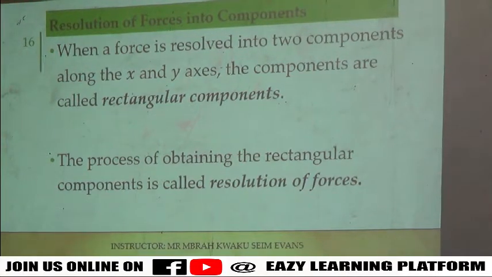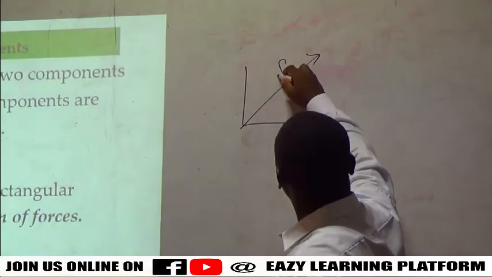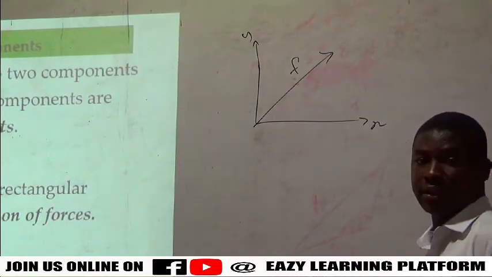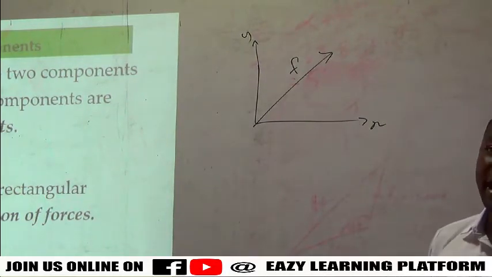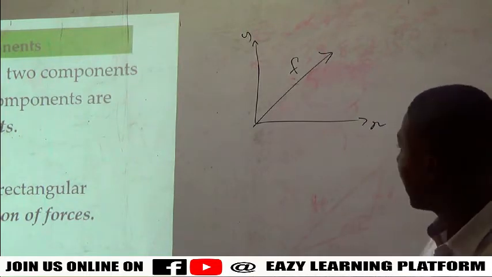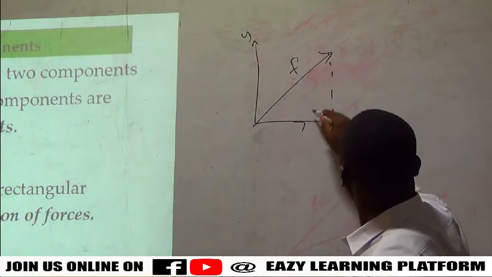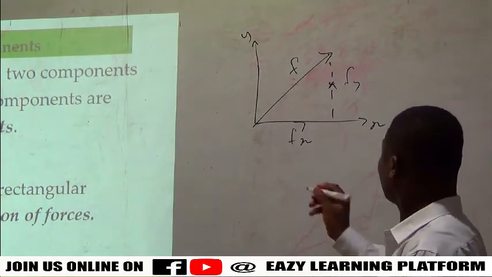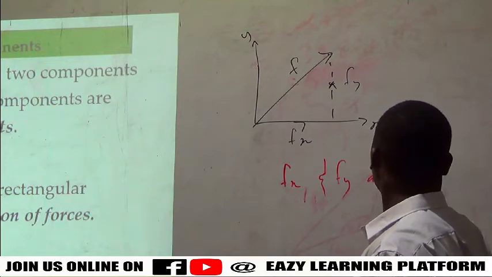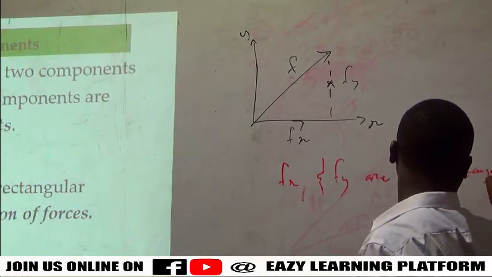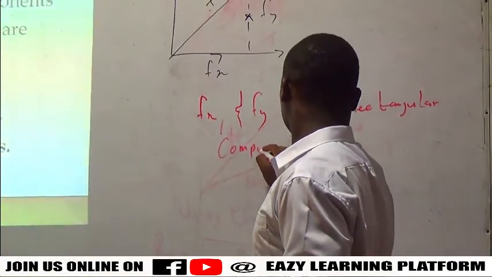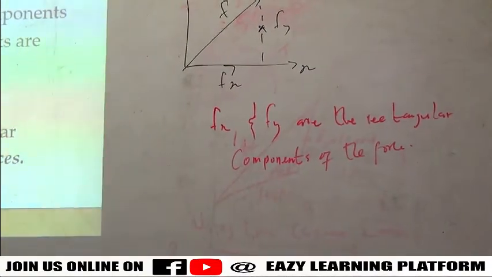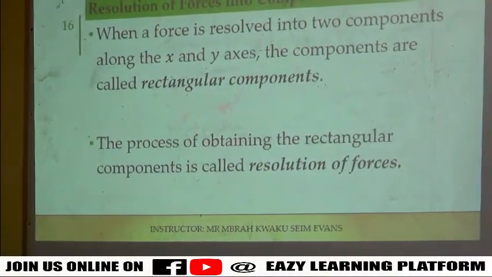So you have a force F. Now this is the y axis and this is the x axis. Now I want to resolve this force into rectangular components, so that you can have Fx and Fy. Fx and Fy are the rectangular components of the force. The process of obtaining the rectangular components is called resolution of forces.